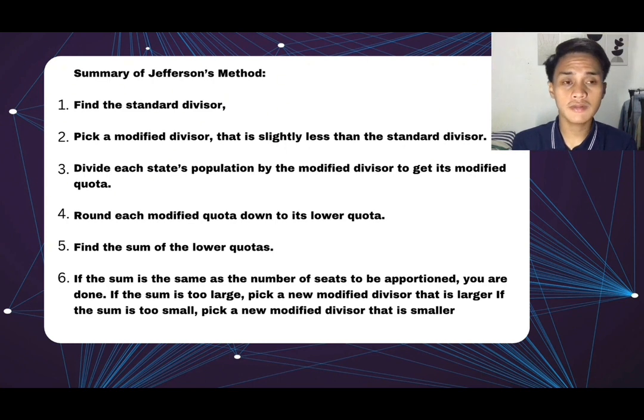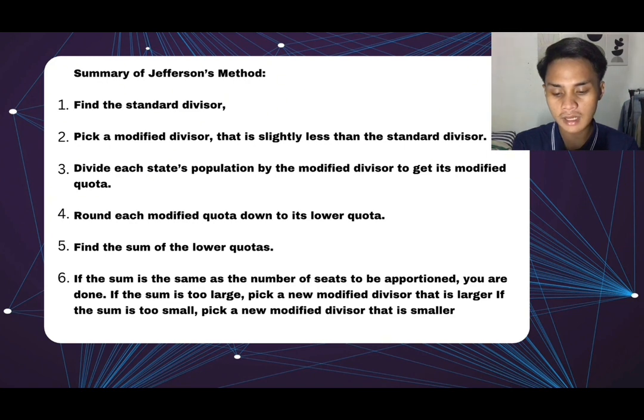So here I will be giving you a summary of Jefferson's method. Number 1, find the standard divisor. Number 2, pick a modified divisor that is slightly less than the standard divisor. 3, divide each state's population by the modified divisor to get the modified quota. 4, round each modified quota down to its lower quota. 5, find the sum of the lower quotas.